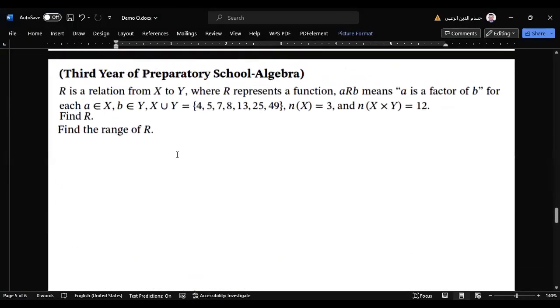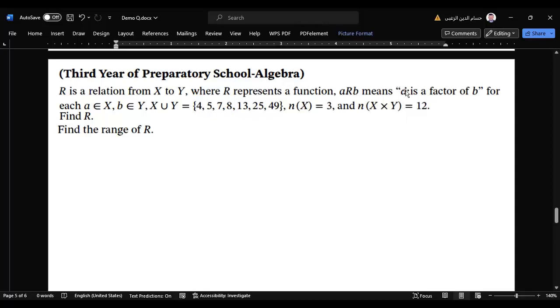In the next one, he says that R is a relation from X to Y, where R represents the relation a R p, meaning a is a factor of p. He says that X union Y is {4, 5, 7, 8, 13, 25, 49}. The number of elements of X is 3, and the number of elements of X product Y is 12. It means the number of elements of X is 3 and of Y is 4.